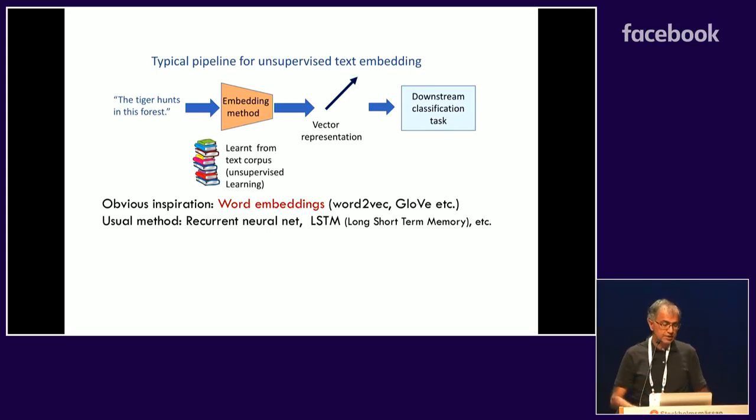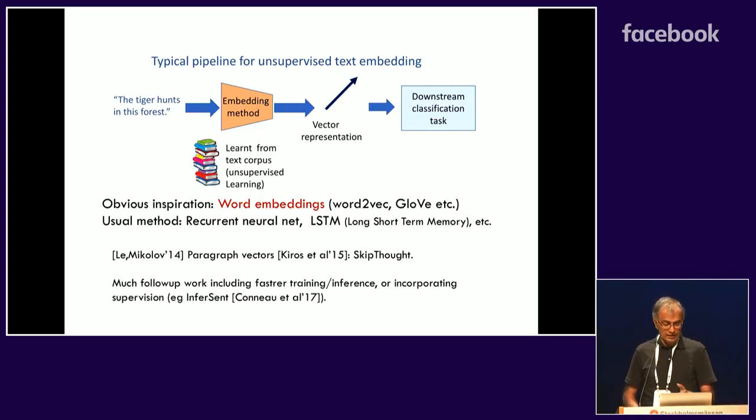The obvious inspiration in this is word embeddings, of course, like Word2Vec and GloVe, which do this superbly for words. And the usual method for text embeddings is some form of recurrent neural nets, LSTMs, et cetera, although lately they've been replaced by convolutional nets, which seem to do it slightly better. And these are some of the papers. There's a lot of work here, obviously.